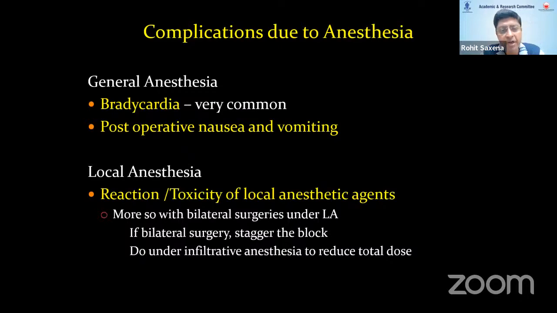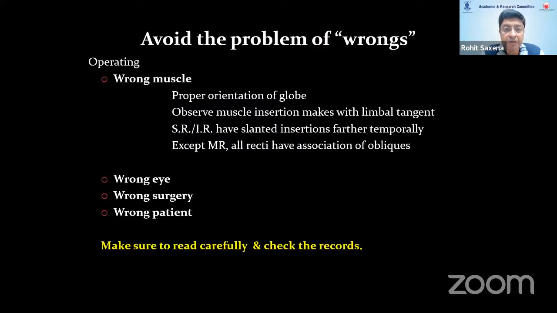Anesthesia is something that is important. General anesthesia has been discussed. It's important for us to know about local anesthesia problems. You should be sure that the patient is not allergic to the injectable LA that you are giving. In bilateral surgeries, it's important that you do not give him excess amount of anesthesia. If bilateral surgery is to be done, stagger the block, operate one eye, after a bit operate the other eye, or else give infiltrative local anesthesia instead of the retrobulbar block or peribulbar block.